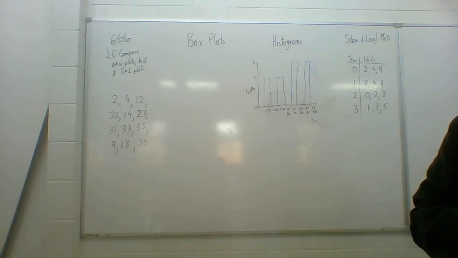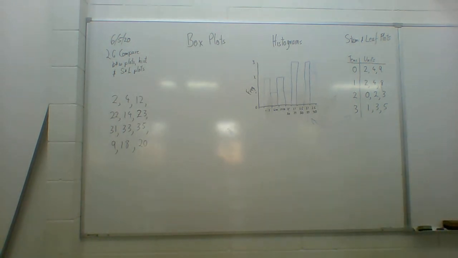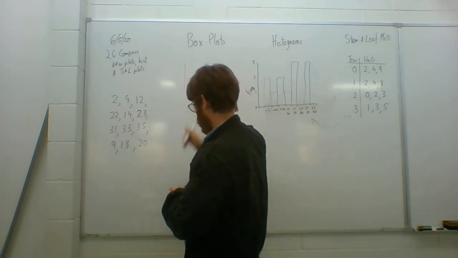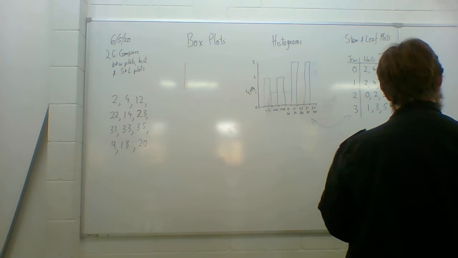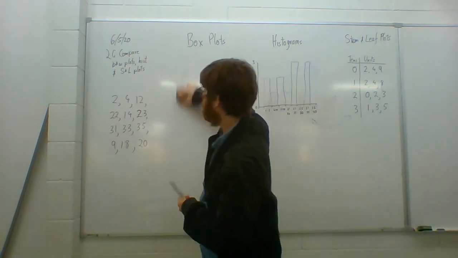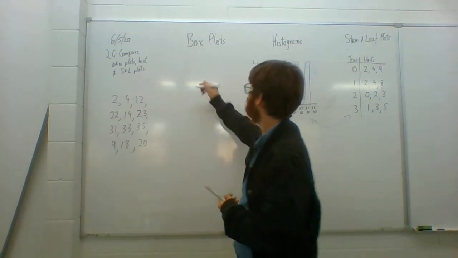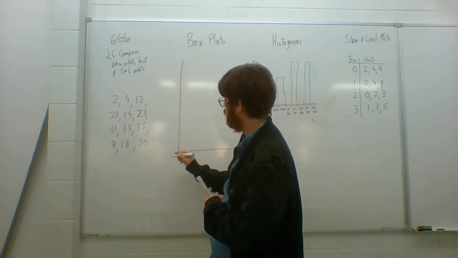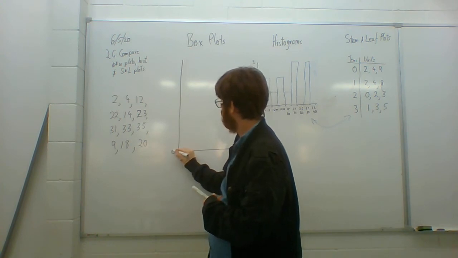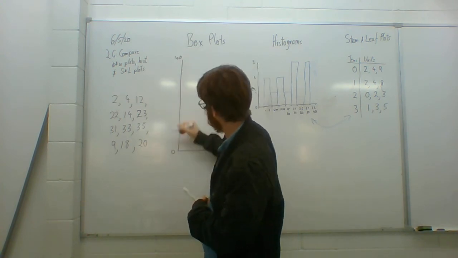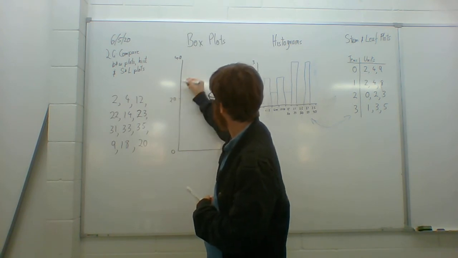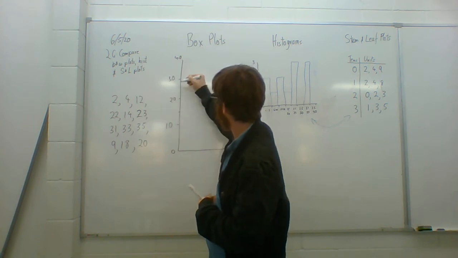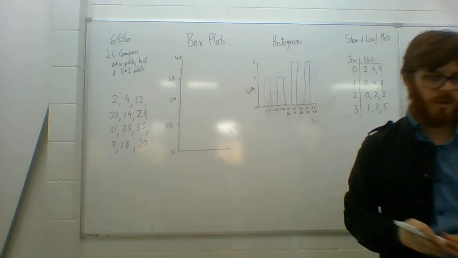Okay, so how are we going to make a box plot out of this? First, we only have one data set, so we don't need to make multiple box and whiskers, we just have to make one. Nice and easy. So let's go from 0 to 40, with marks at 5, 10, 15, 20, 25, 30. There we go. Cool, sweet.